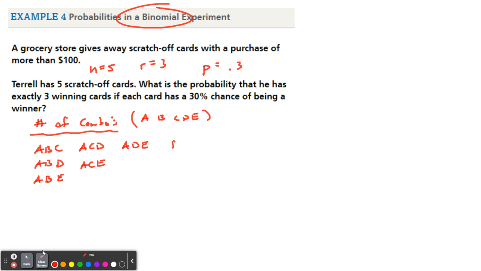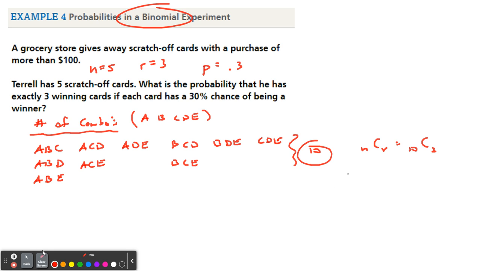Now let's go B first. We're not going to do BAC because that's the same thing. So BCD, BCE, and then we'll do BDE, and that's all the B's. And then we'll do CDE, and that's all the C's. So it's 3, 6, 9, that's a total of 10 different outcomes. So that's the number of ways you can pick 3 cards out of 5, and remember, that's just going to be our nCr, which is going to be in our formula.